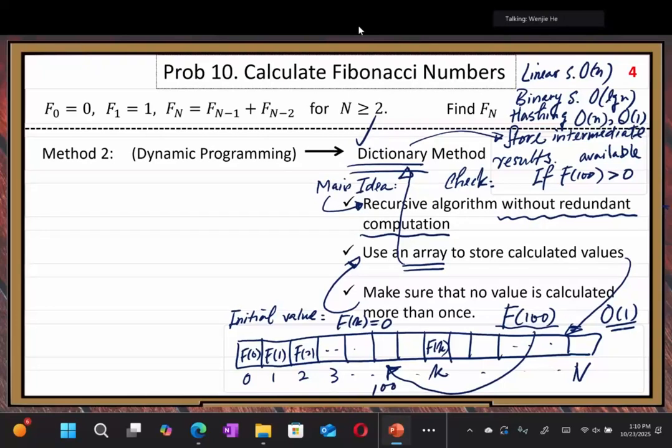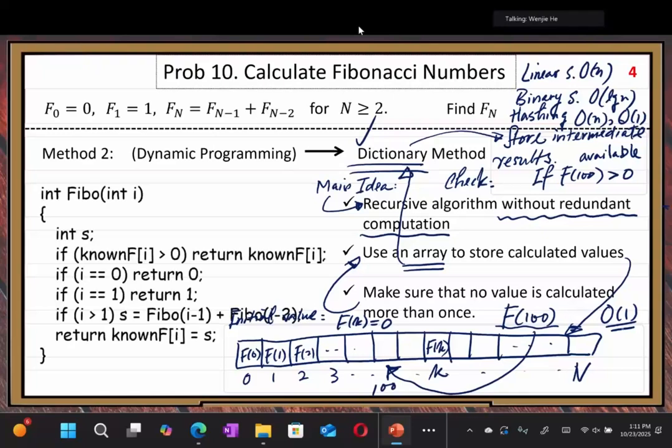Now we are ready to write a program, after we address all these important points in implementation. We're talking about implementation, right? How to make it happen. All the necessary details we have addressed. Now we are ready to write the code. Here, let me give you the pseudocode. Let me explain the pseudocode.